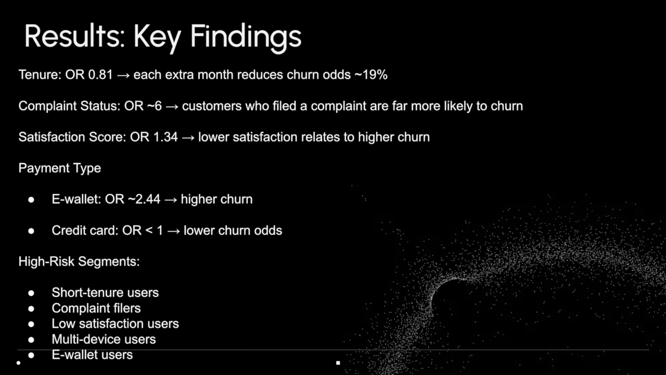Satisfaction score also matters. Its odds ratio is 1.34, showing that lower satisfaction is tied to higher churn. Payment types also play a role too. E-wallet users have much higher churn odds, while credit card users have lower odds. Putting this all together, our highest risk groups are short tenure customers, people who filed complaints, customers with low satisfaction, users with multiple devices, and people using e-wallet payments.